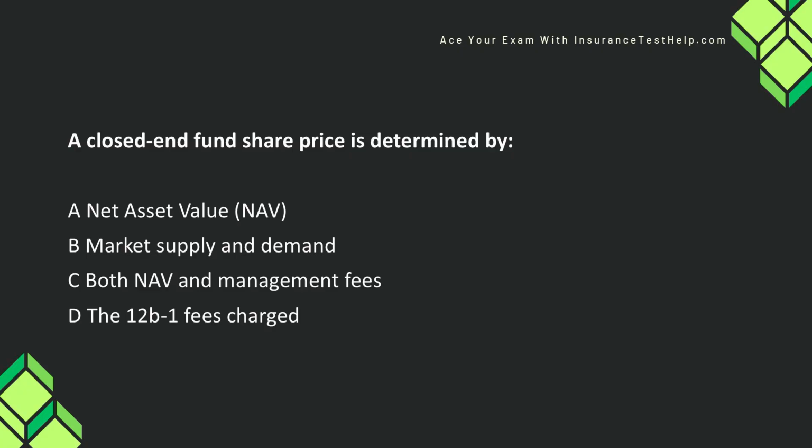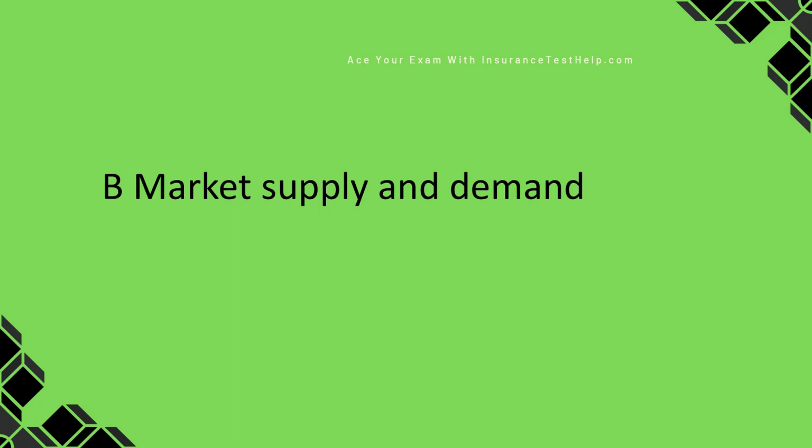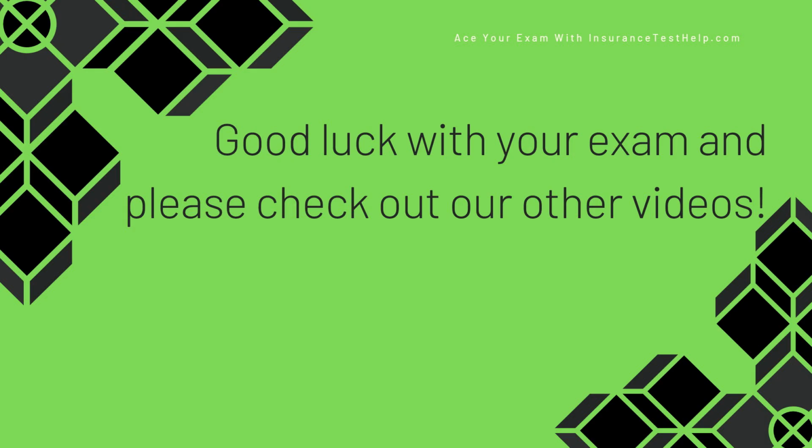A closed-end fund share price is determined by A, net asset value, the NAV, B, market supply and demand, C, both NAV and management fees, or D, the 12b-1 fees charged. Key wording in there was closed-end fund. Closed-end funds are determined by B, the market supply and demand, as they are traded in the secondary market. You cannot trade them with your Series 6, but you may get a question on them. You have to know the difference between your open-end and your closed-end funds. If you don't, we have quite a bit in our other videos on the Series 6, so maybe give those a check out if you struggled with it.